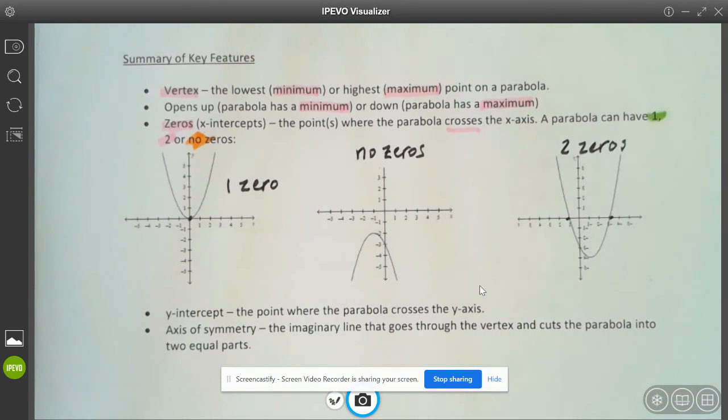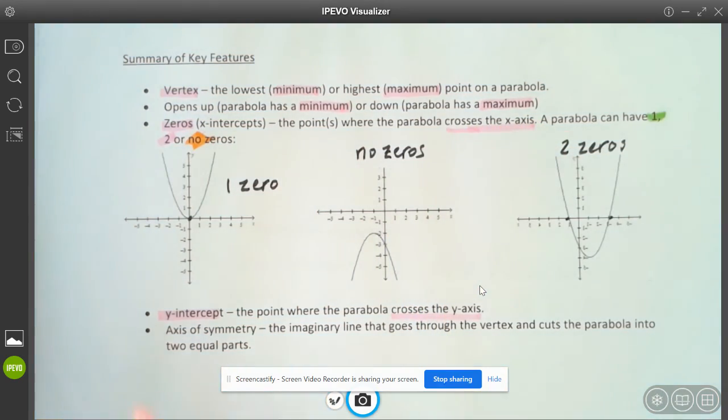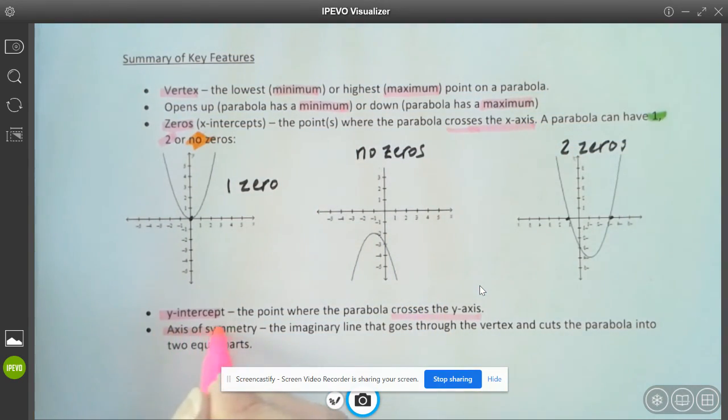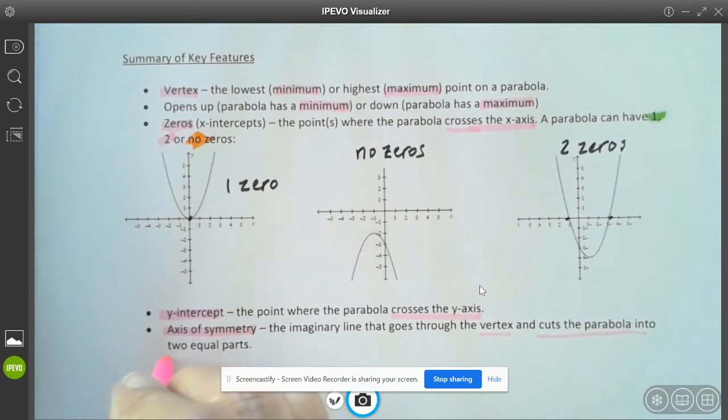Okay. The last 2 things that are important are the y-intercept. That is the point where the parabola crosses the y-axis. This crosses the x-axis. And the very last one is the axis of symmetry, the imaginary line that goes through the vertex and cuts the parabola into 2 equal parts.